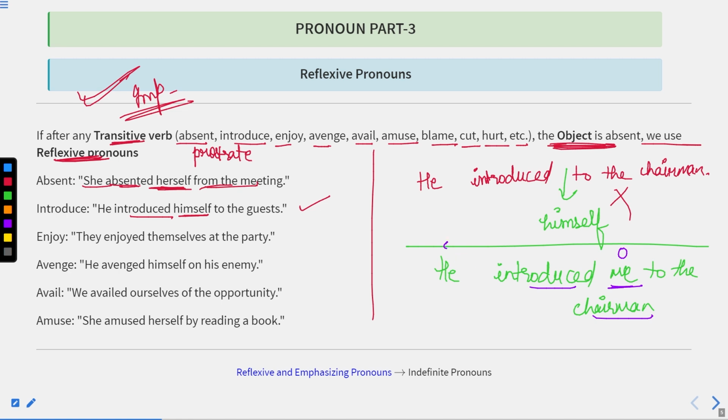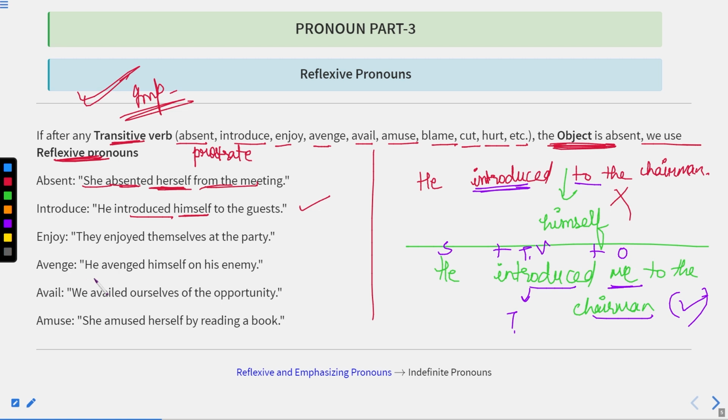Now, subject plus verb plus object: obviously this is the object, and this is the transitive verb. And if it is a transitive verb, it is followed by the object before the preposition. We do not have a preposition just after the word introduced. That is why this sentence is absolutely correct. Whereas if I say he introduced to the chairman, the transitive verb introduced is just followed by the word to, which is incorrect.